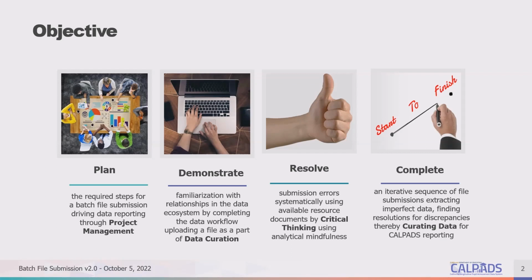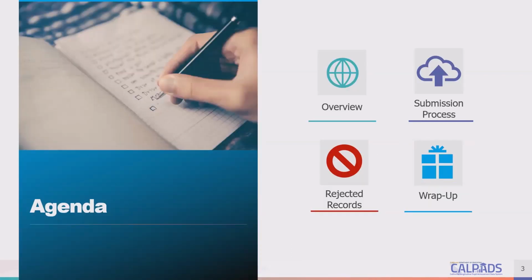Mastery of these skills will increase your LEA's local capacity and build resiliency to change brought on by system demands and reporting requirements. Let's walk through today's agenda. We will begin with an overview of the file submission process. Then we will demonstrate this process in our test environment. Also in our test environment, we will review the methodology for resolving rejected records as a result of failed input validations. And then lastly, we will conclude today's training with a recap of information and key points.